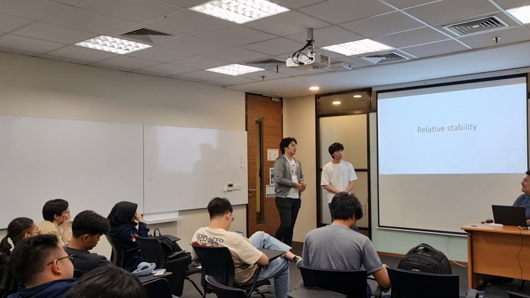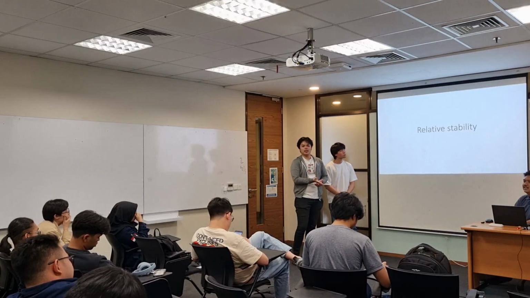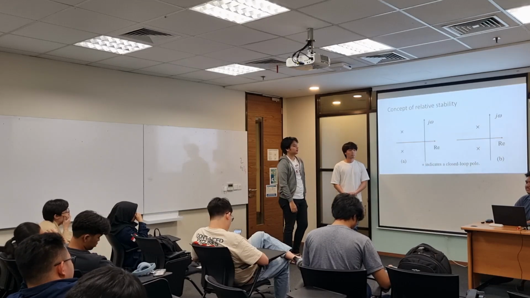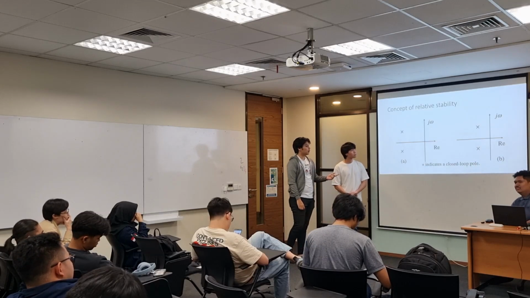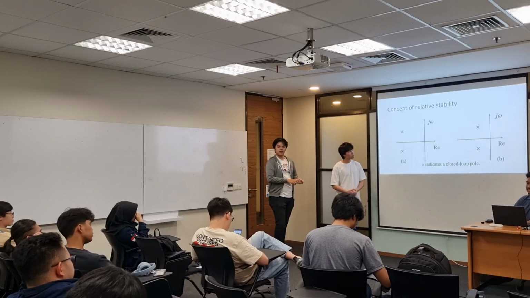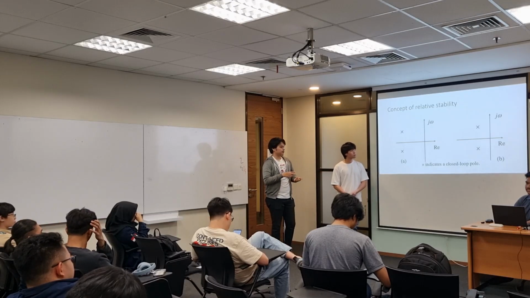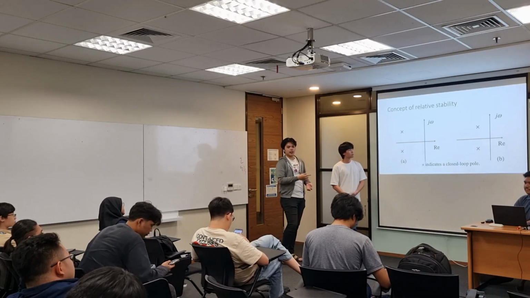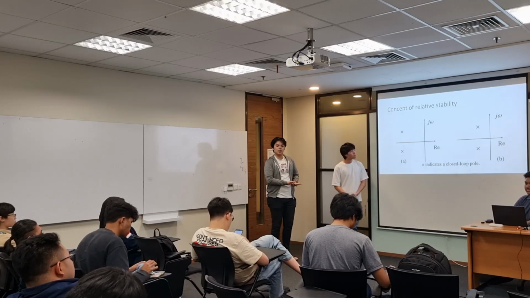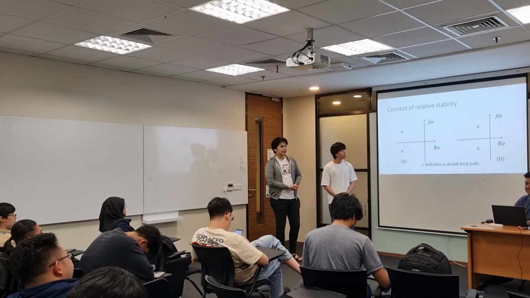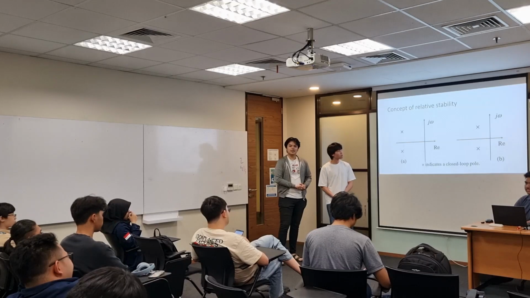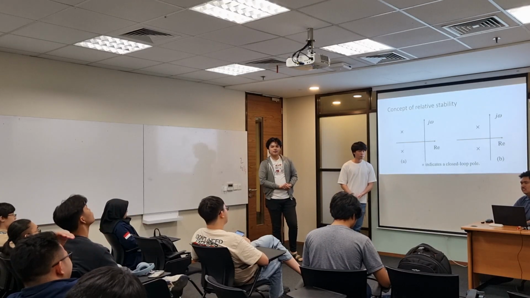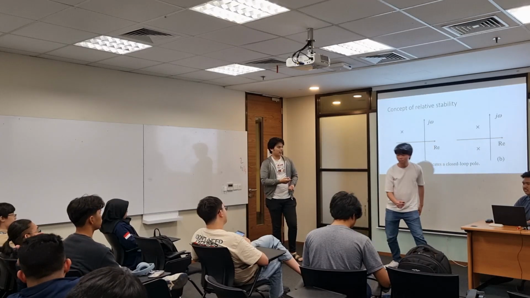We talk about relative stability. It's a much lighter topic than the last two topics that we have discussed. From these two, there are two closed-loop poles, with a graph on the imaginary and real axis. Which one do you think is the more stable system, A or B? A. Why A? Because it is located far from the real axis. Right.